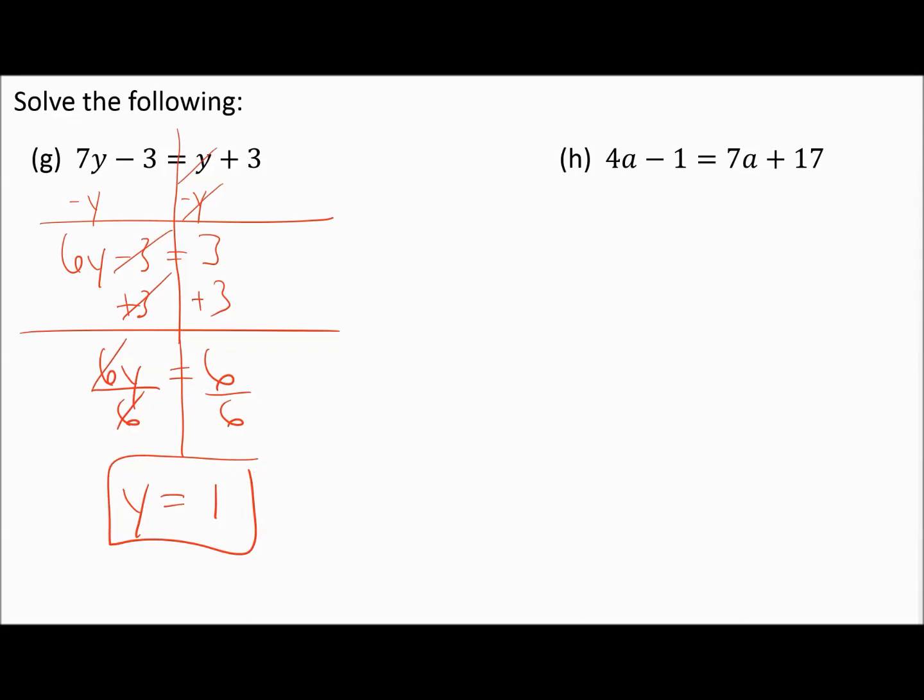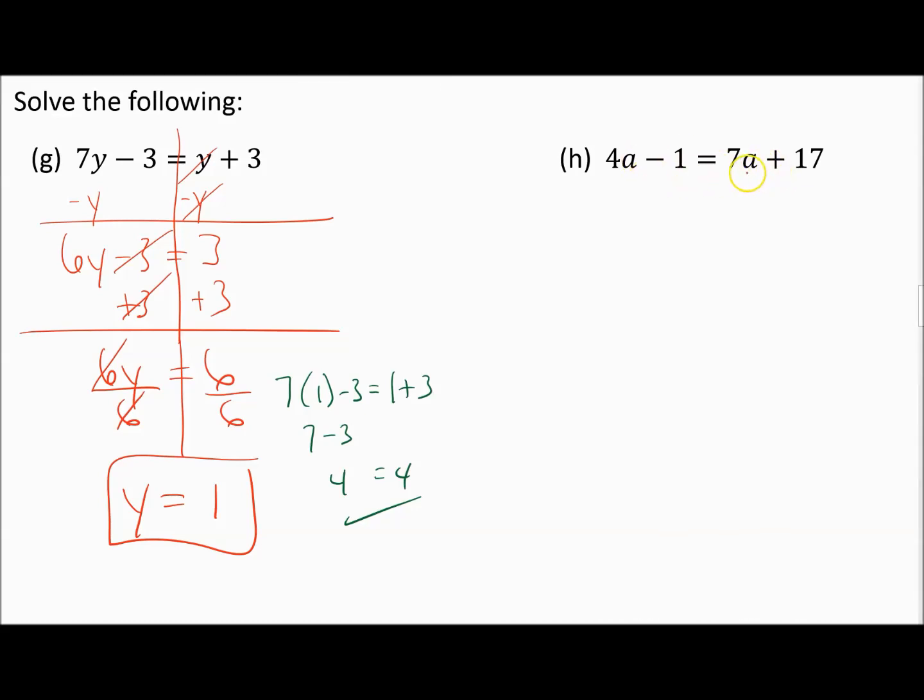And then I can check it. I didn't leave myself a lot of room to check, did I? So 7 times 1 minus 3, is that equivalent to 1 plus 3? Well, 7 times 1 is 7 minus 3 is 4. Is that equivalent to 4? Sure is. We're good. Okay.